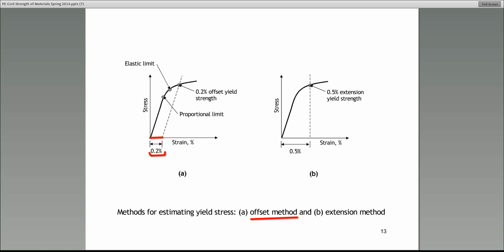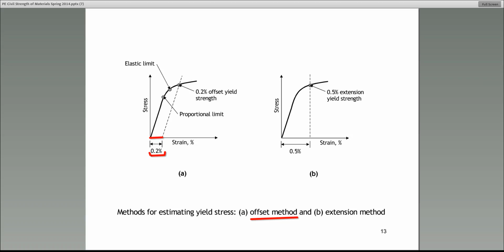Don't get confused because some people say, this is 0.2% of what? Well, it's not 0.2% of anything. It is just the 0.2% point, which means you literally just measure 0.002. Did everybody get that? It's 0.002. And that we call the 0.2% offset.